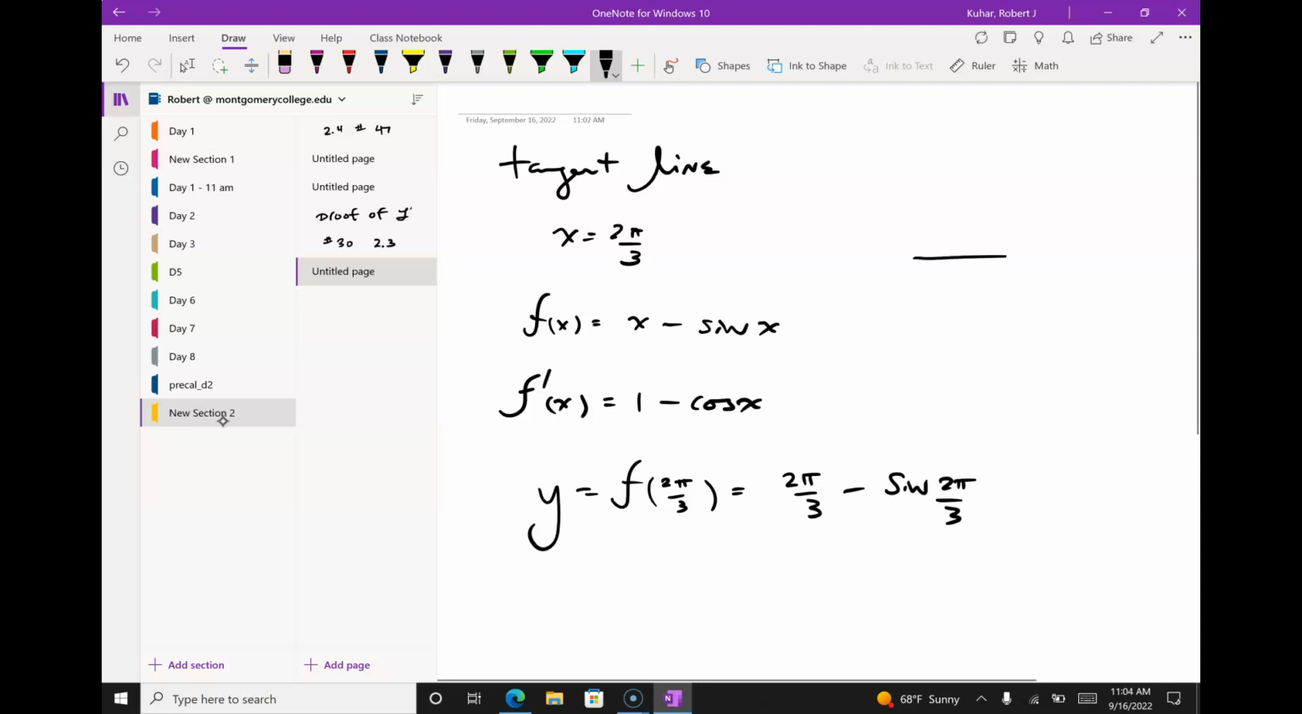And of course, 2 pi over 3 is here. So I know sine is positive, and I know sine of pi over 3 is rad 3 over 2. Everybody okay there?